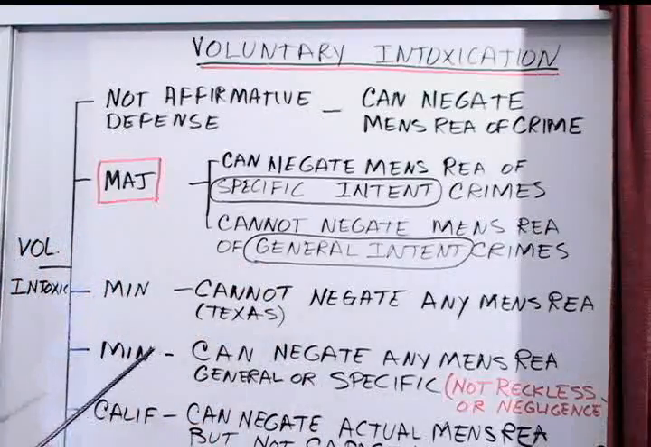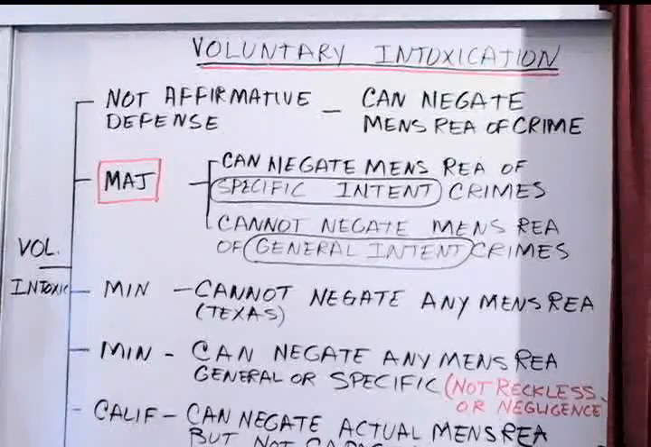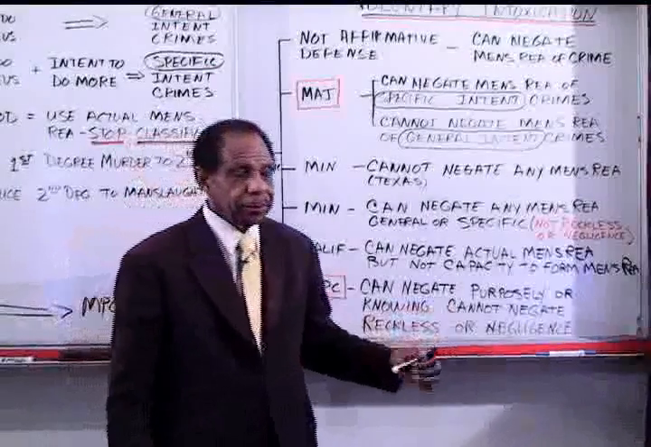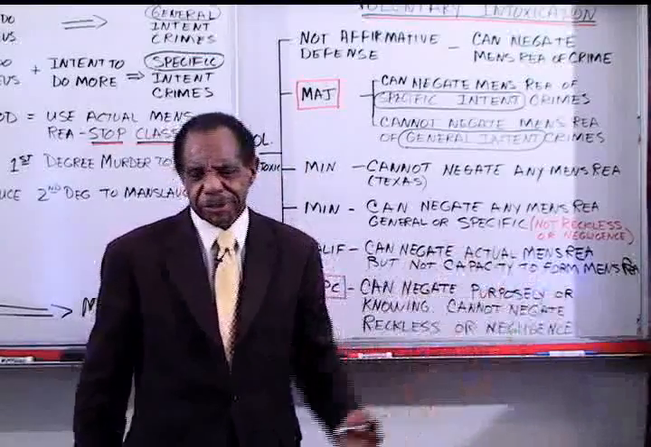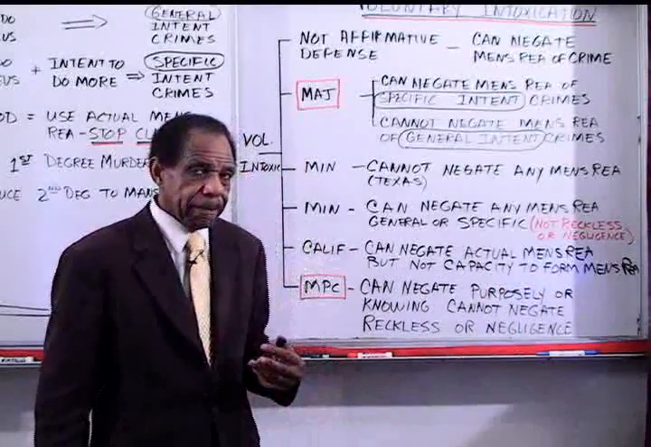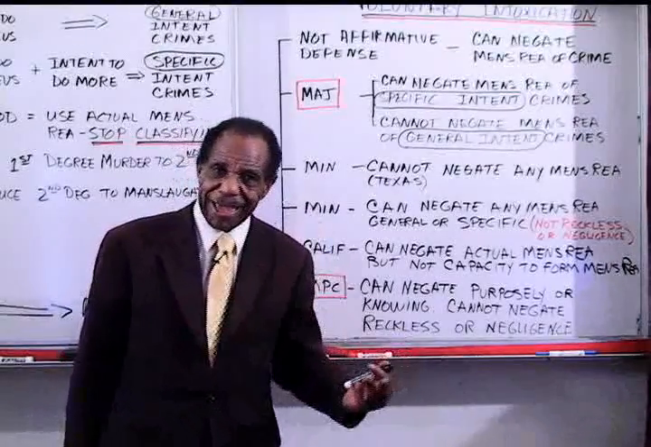And the idea is that these general intent crimes don't require much of a state of mind. I mean, how much thoughtfulness does it take to reach out and touch someone or something? So the general intent crimes are crimes that just require the intent to do the act.